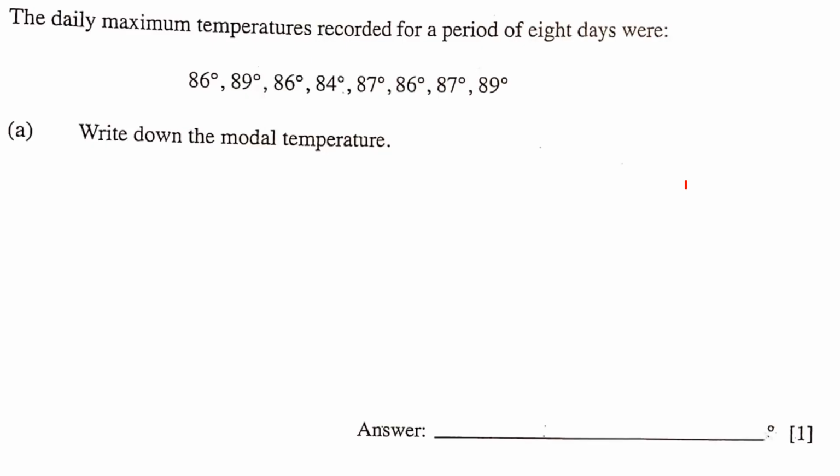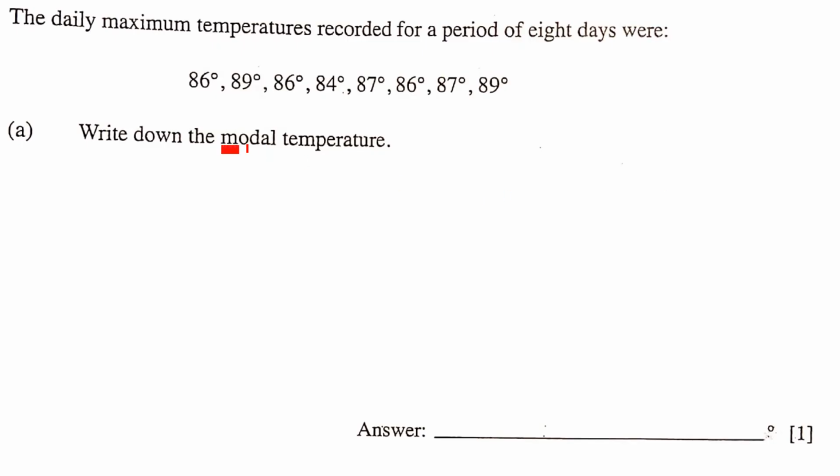Next question, it says, this is mean, median, mode type stuff. The daily maximum temperatures are recorded for a period of 8 days. It's 86 degrees, 89, 86, 84, 87, 86, 87, and 89. Write down the modal temperature.